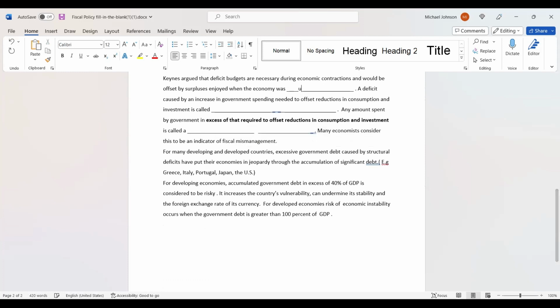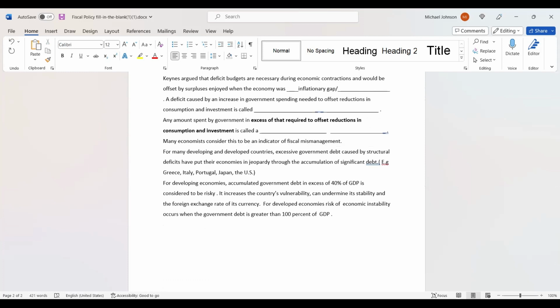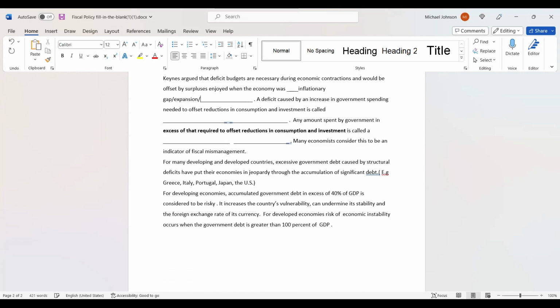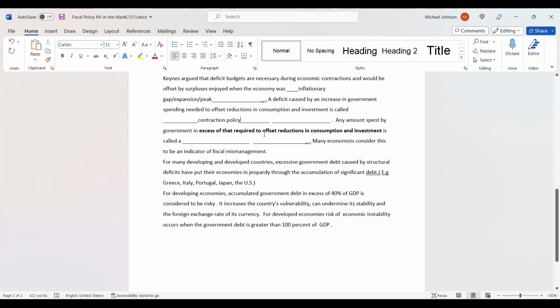Yes. So inflationary gap, yeah. Inflationary gap slash expansion slash peak. The deficit caused by the increase in government spending needed to offset reductions in consumption and investment is called what? Yeah, good job. Excellent. And then any amount spent by the government in excess of that required to offset reductions in consumption and investment is called a what?